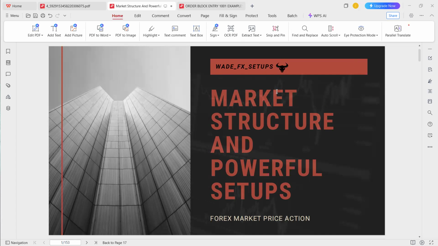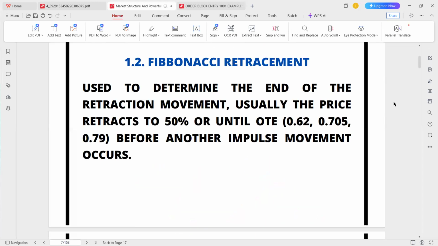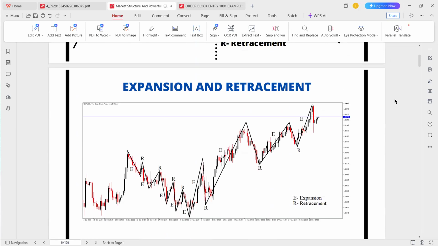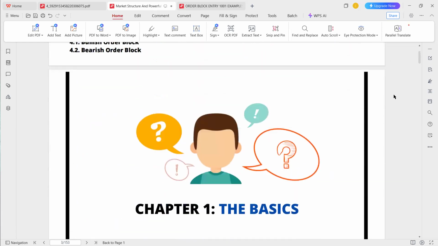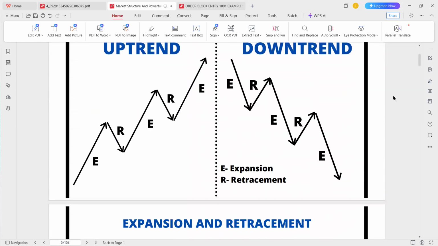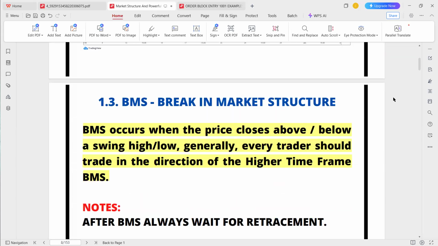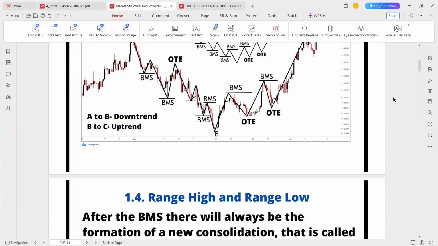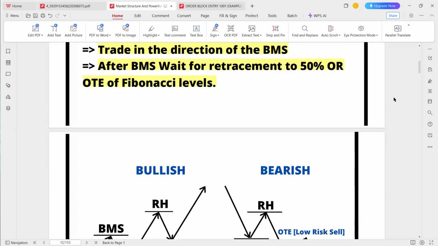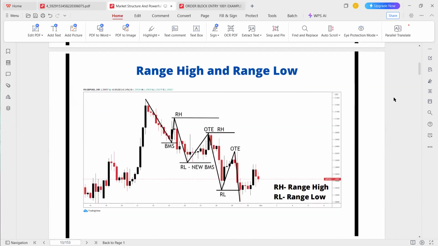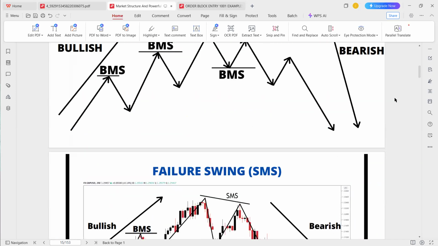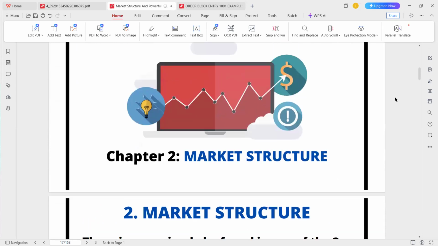So I'm back with chapter 2 of the book Market Structure and Powerful Setups by WadeFX. Without wasting much time, a recap of what we read in chapter 1. It was just the basics. We mainly touched on the Fibonacci, understanding the break of market structure and using the fib to get our entries. So chapter 2 is all about market structure.